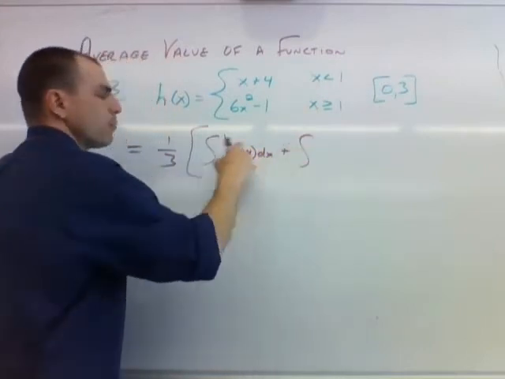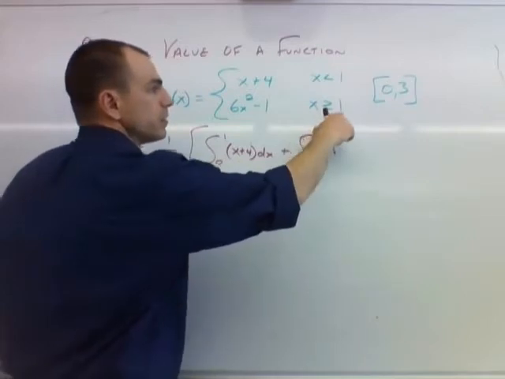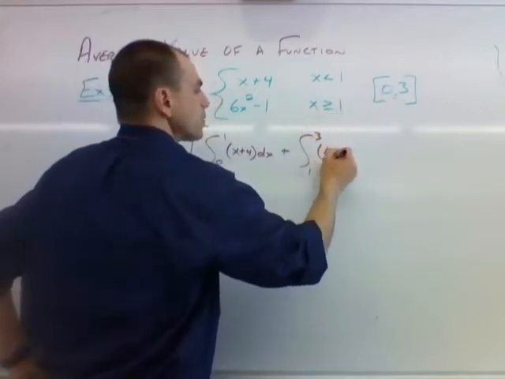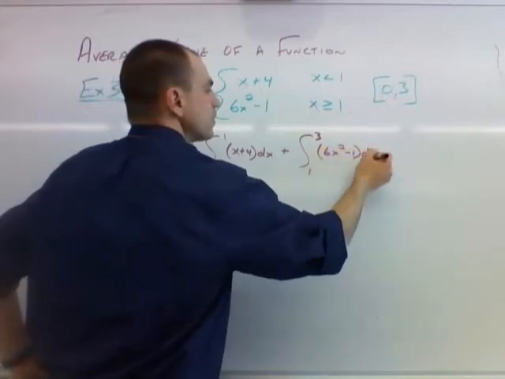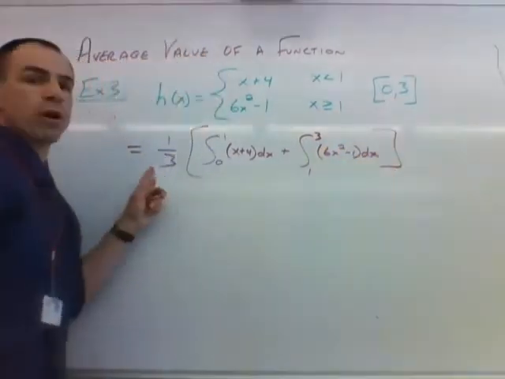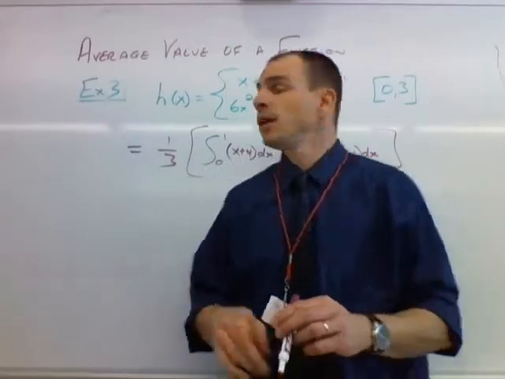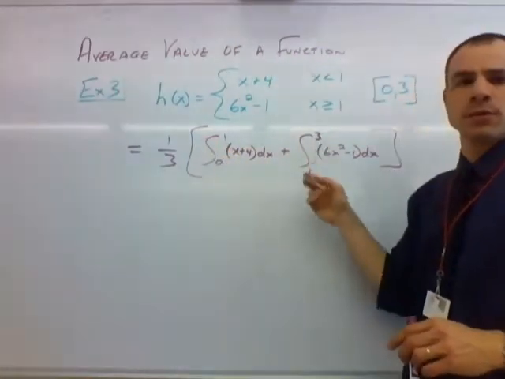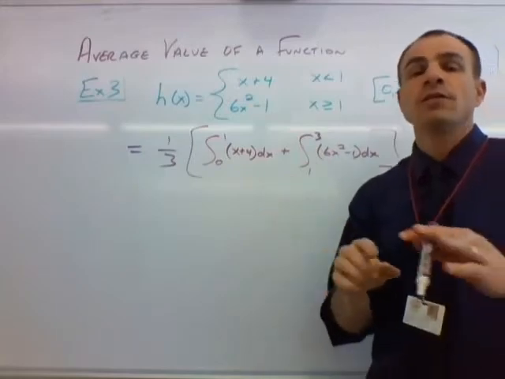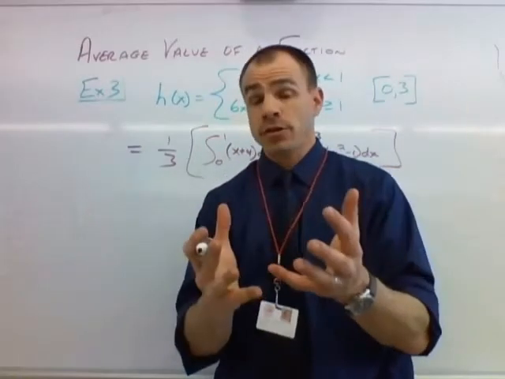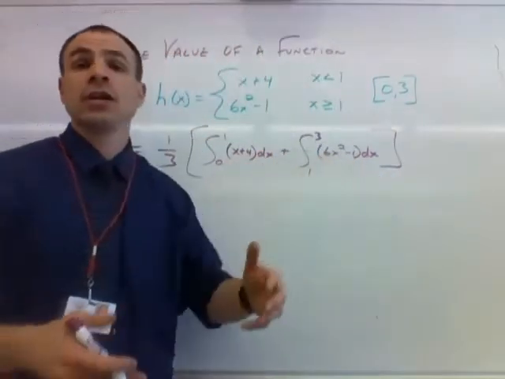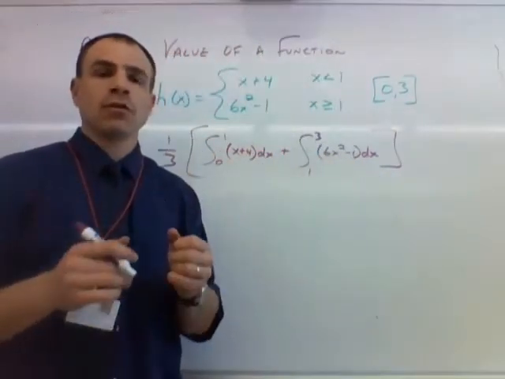Now we're going to pick up where we left off, which is 1. All right, we're going to go all the way to 3, and this time our function is 6x squared minus 1 dx. All right, and again we're taking 1/3 of the whole thing. So don't put 1 over 1 here and then 1 over 2 there, because the difference between 1 and 3 is 2. No, don't do that. To find the average value, add up all the terms and then divide. In order to add up all the terms, we have to do each mini integral separately.